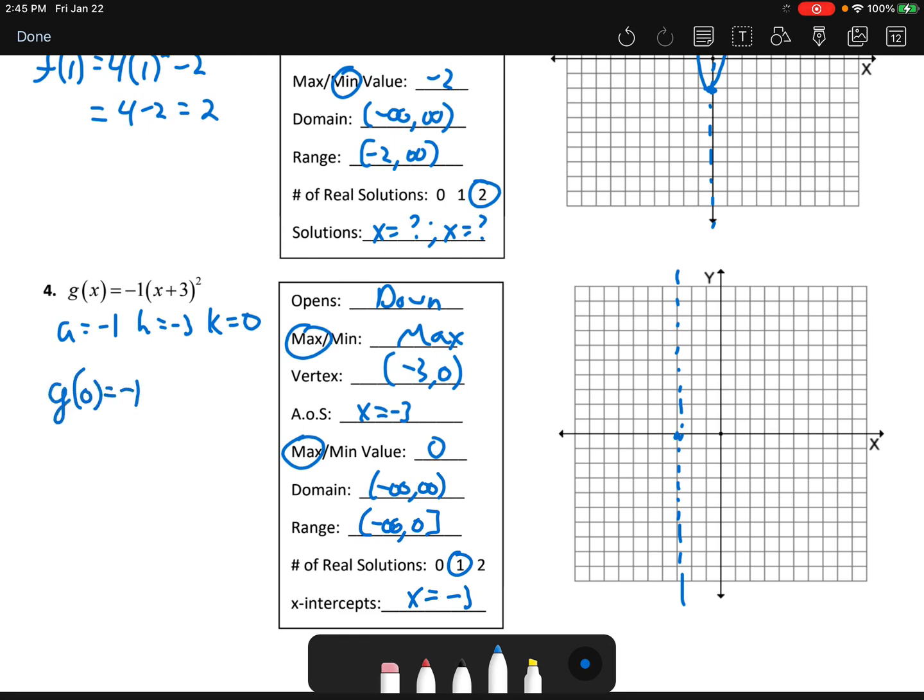Let's see if 0 will fit on there. Oh yeah, it will. 0 plus 3 is 3. 3 squared is 9. Negative 1 times 9 is negative 9. So 0, negative 9 is there. 1, 2, 3, 1, 2, 3. We're going to mirror it to the other side. And there's our parabola. And this concludes the graphing of quadratics.